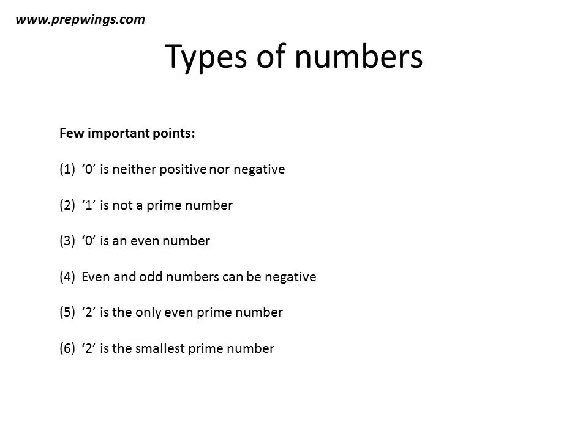Now we'll cover a few important points again. We've already seen them before, but we'll be covering these 6 important points. 0 is neither a positive nor a negative number. 1 is not a prime number. 0 is an even number. Even and odd numbers can be negative. 2 is the only even prime number and 2 is the smallest prime number. Always keep these 6 points in mind because there are many questions where the examiners want to test us on these small things.